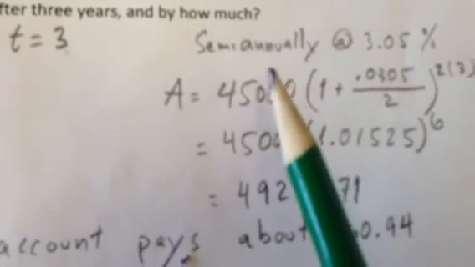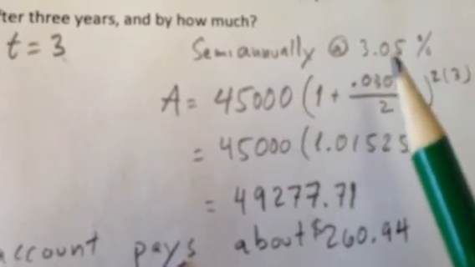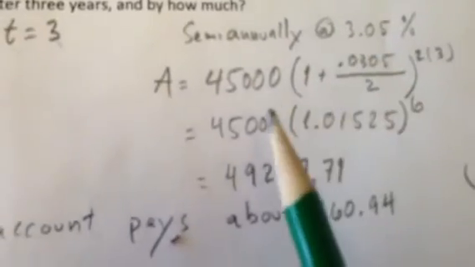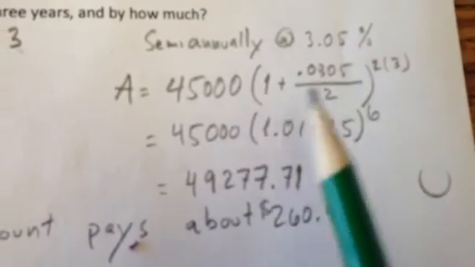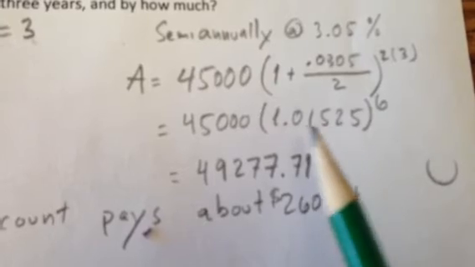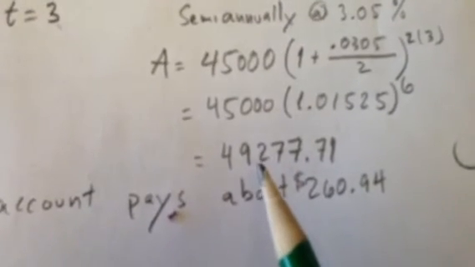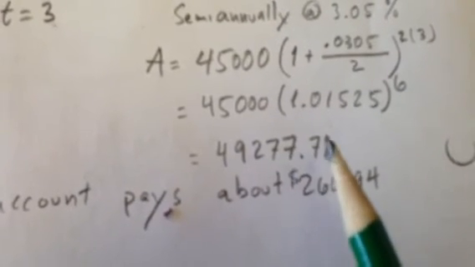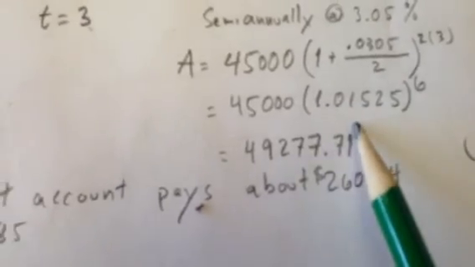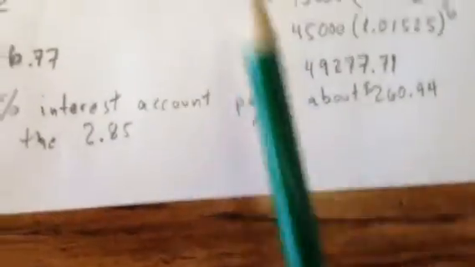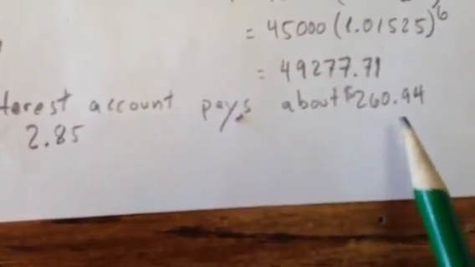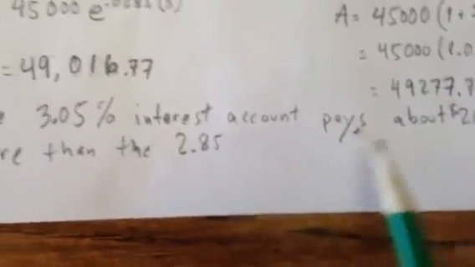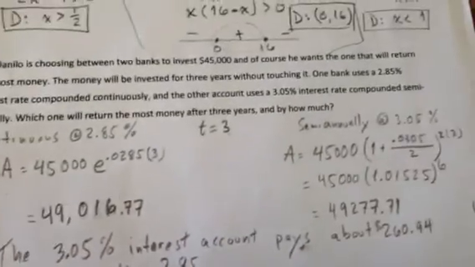And if I compare that to the other bank, which is compounding the interest 2 times a year, semi-annually, at 3.05%, that equation looks like this, and it's a little bit more heavy with the numbers, but it gives me $49,277.71. So this account wins. It pays about $260.94 more. So Danilo knows what to do.